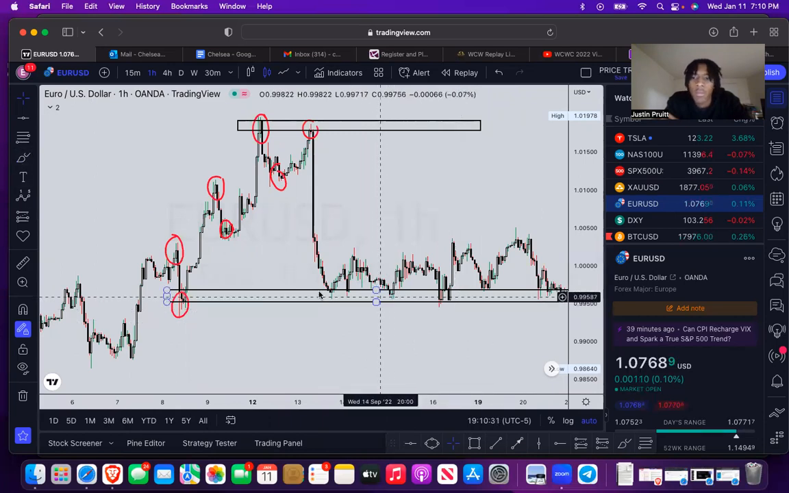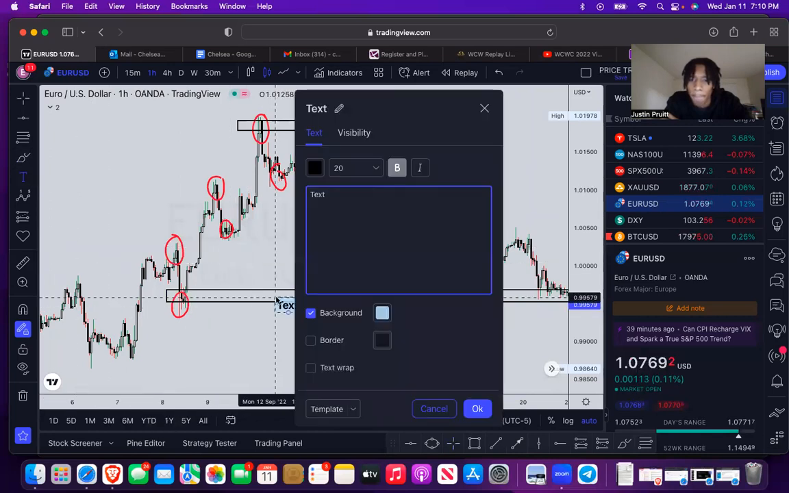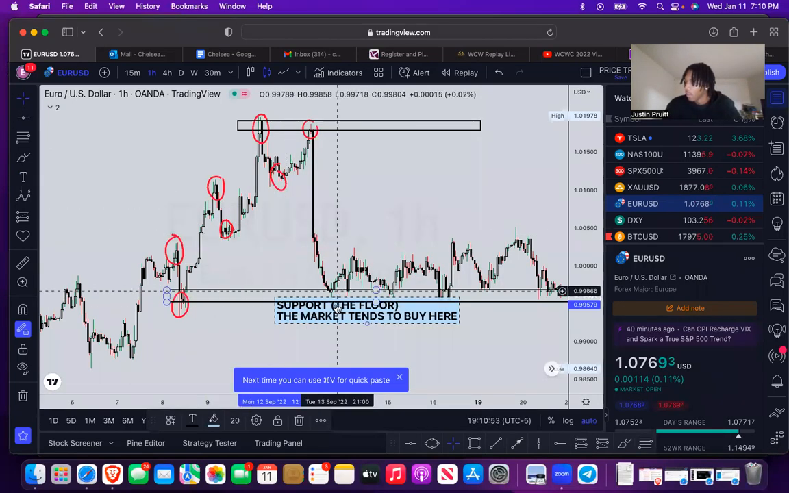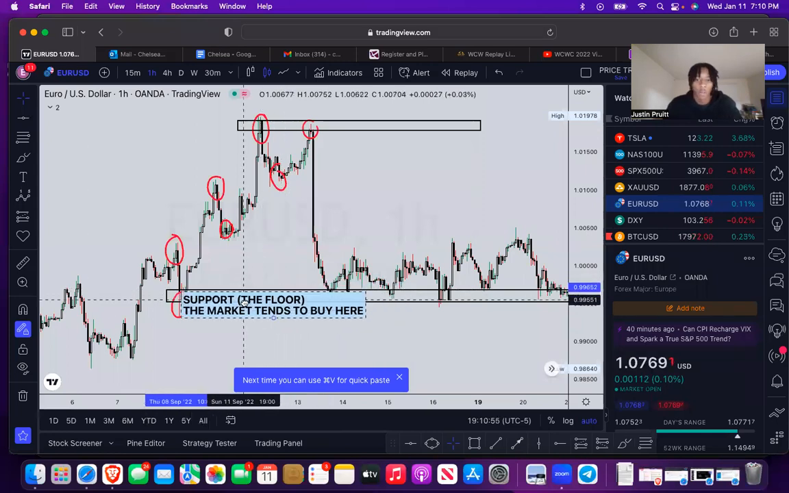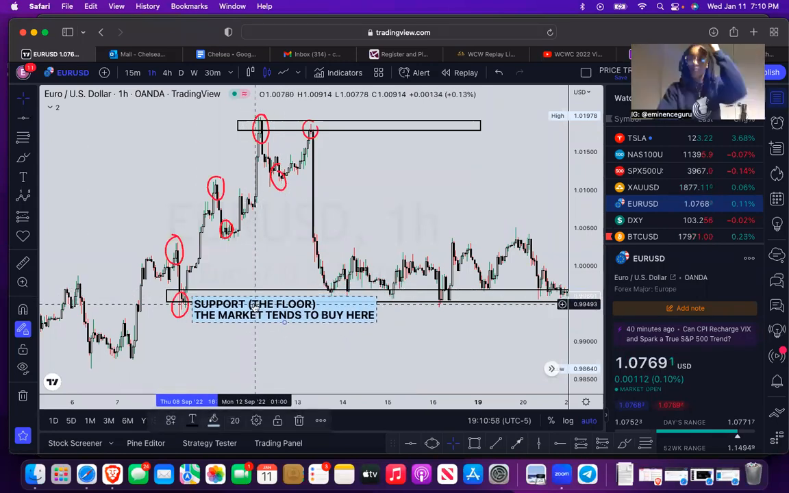So when we see that she buys in this area, this is a term known as support. Support is the floor. The market tends to buy here, so you can kind of see the floor, meaning that it probably won't go underneath that. It's the floor. It's giving support.